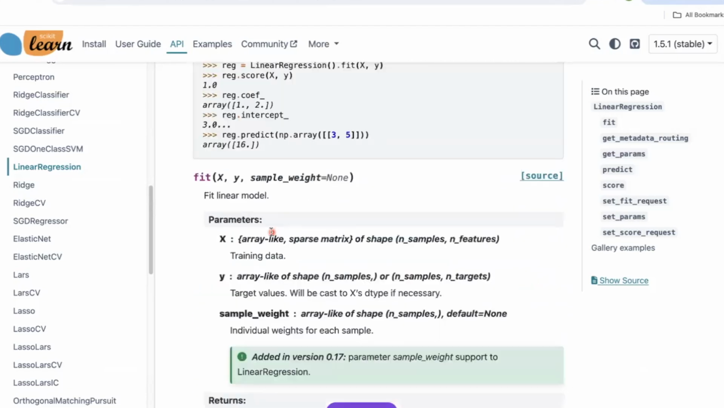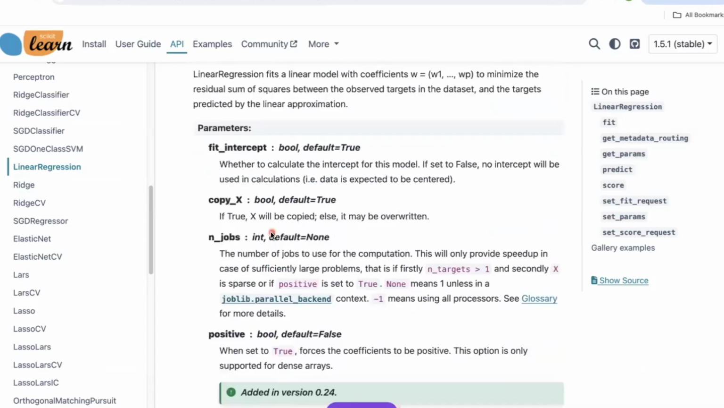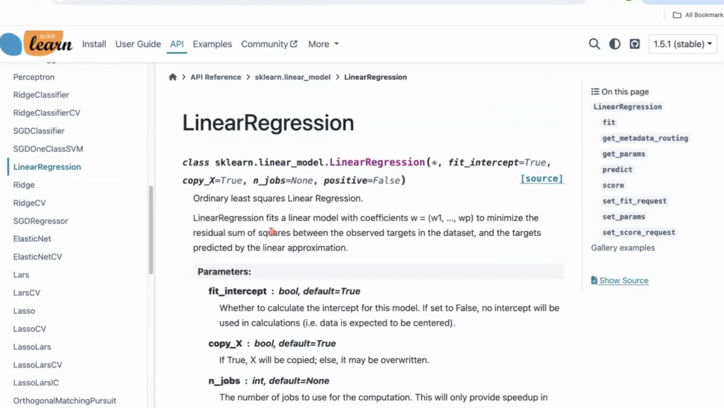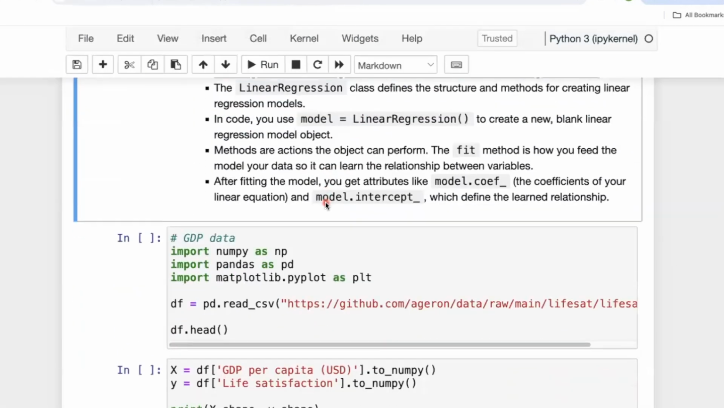So you can see that you get tons of information here, and that should be your go-to place when you want to start using these methods. But we do include some of this information in these lectures.